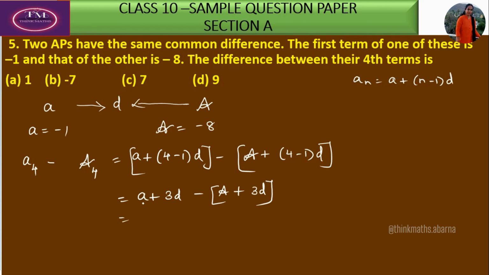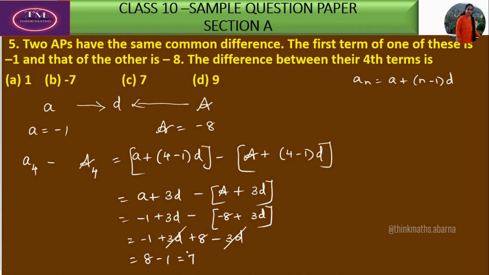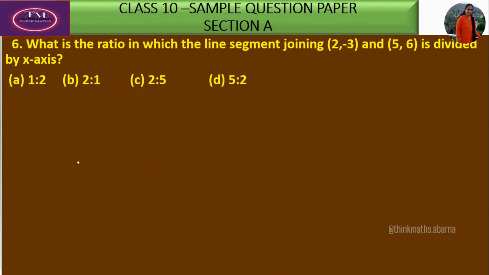So what is small a? Small a is nothing but minus 1 plus 3d, minus into capital A. What is capital A? It is minus 8 plus 3d. So it is minus 1 plus 3d. Now multiplying with the negative sign, minus into minus, it is plus 8. Minus into plus, it is minus 3d. So what happens? Plus 3d and minus 3d get cancelled. So plus 8 minus 1, which is 7. So 7 is our correct answer. So option C is the right choice. Okay, so moving on to the sixth question.